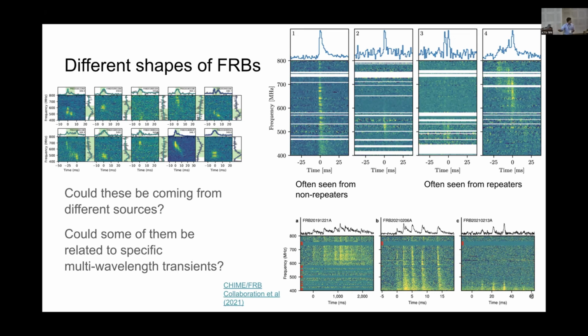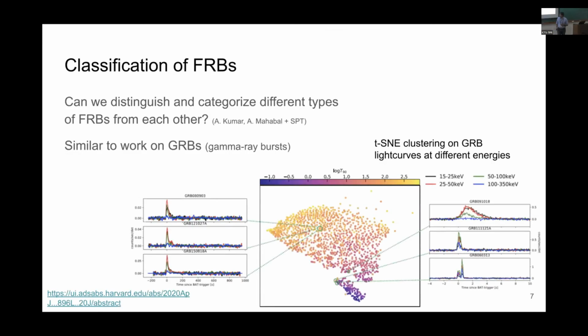Could this be a merger of 2 neutron stars, right? Could there be similar multi-wavelength events which we need to look for? That's what we want to try to identify very quickly. And this has been done before for gamma ray bursts or GRBs.